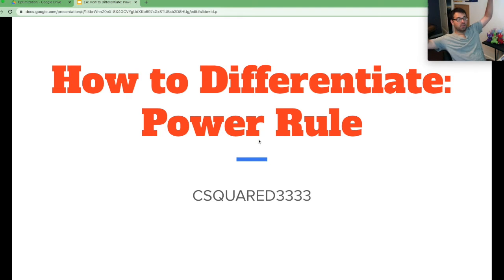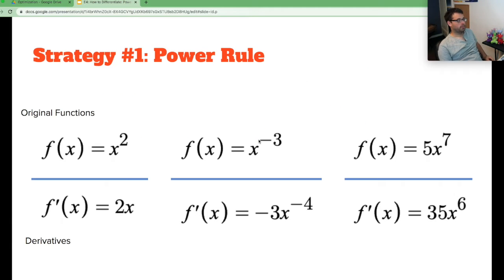Actually do some differentiation. We talked about what it is last episode. Here's how you differentiate using the power rule. This is what they start to look like. Again, we're only covering one strategy out of the many different ways of differentiating. We're only covering this first strategy, the power rule.